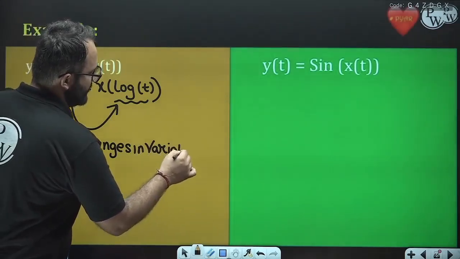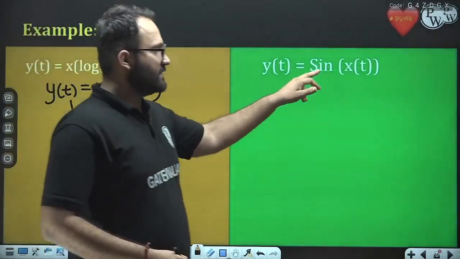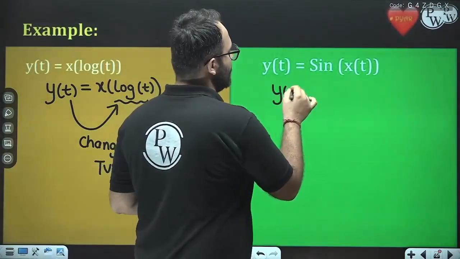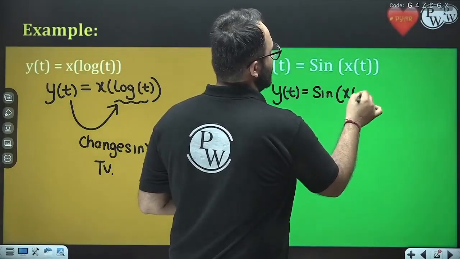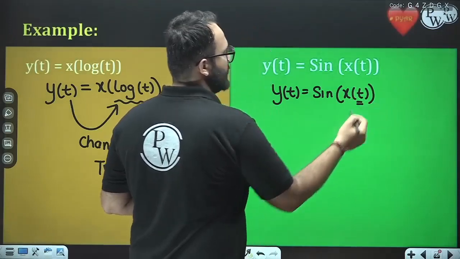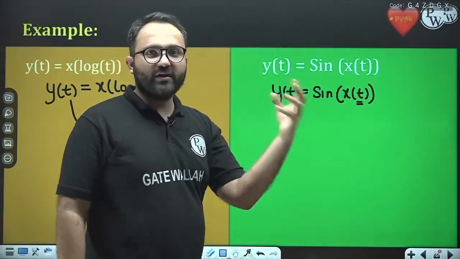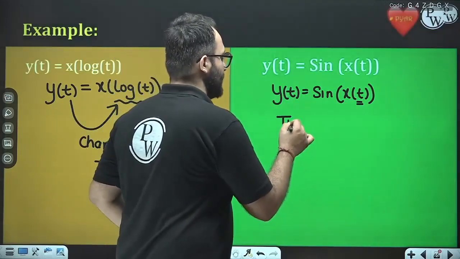Changes in the variable, so it is time varying. Here we can see that y(t) equals sine of x(t). Here we have made no manipulations in variable t. Variable t is intact. Inside the bracket, we have only variable t. So variable t is intact here. So it is a time invariant system.